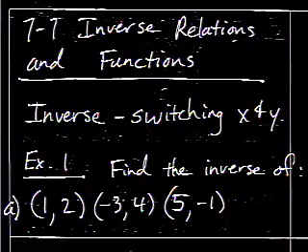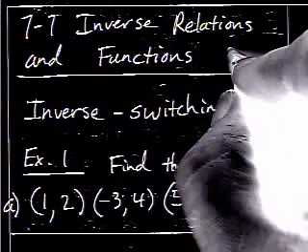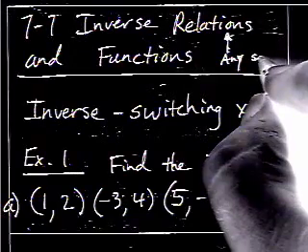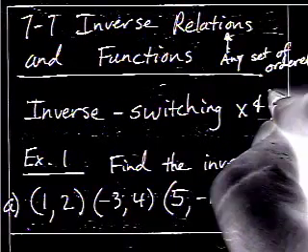Okay, so we're talking about 7-7 in the inverse relations and functions. Now, I know you don't know what an inverse is. A relation is just any set of ordered pairs. So, any set of ordered pairs.